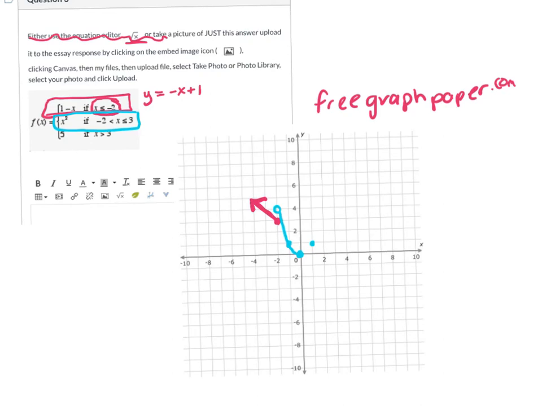The 3 on the right, if I plug it in, 3 squared is 9, which means my point goes all the way up to here, and that's a solid dot because it is or equal to. So you need to have accurate points. Obviously, feel free to use your parent functions and your translations to figure out what they look like, but you need exact points on these.